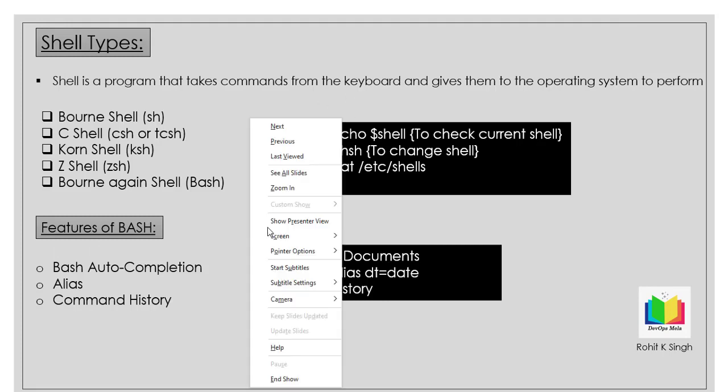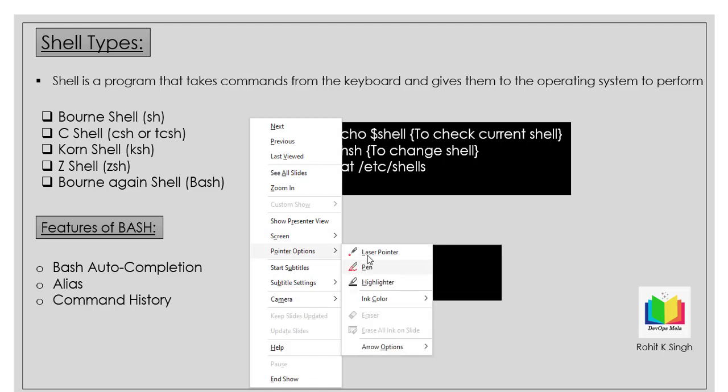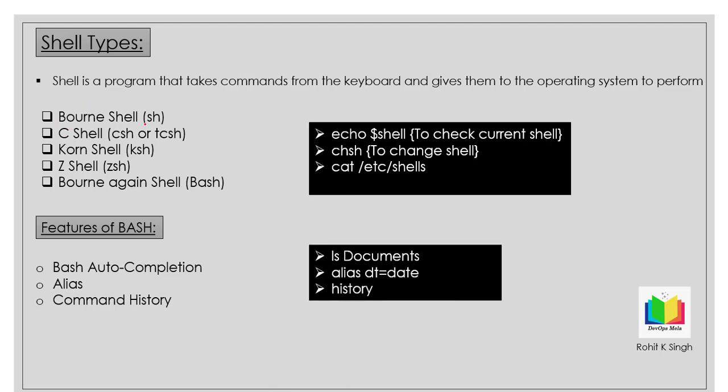Bourne shell. You will have Bourne shell. What exactly is Bourne shell? We'll talk about that. C shell, Korn shell, Z shell, Bourne Again shell. Bourne shell is nothing but a shell written by, I think, Steve at AT&T Bell Labs. Most of the Unix development was done at AT&T Bell Labs, guys. Originally, this Bourne shell was from Unix.